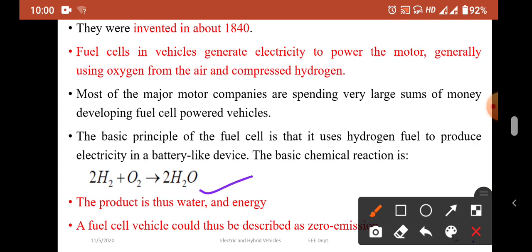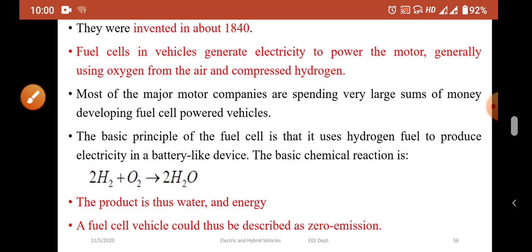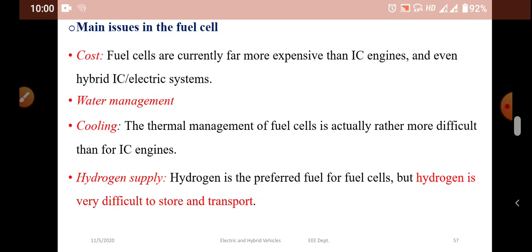So we can call fuel cell vehicles zero emission vehicles, because the byproduct is only water and electrical energy.